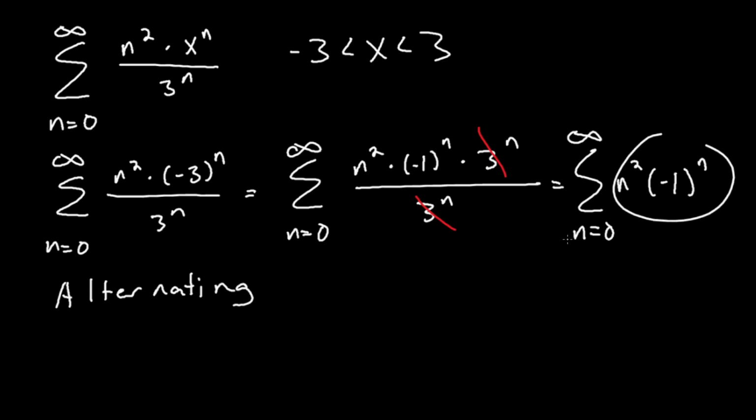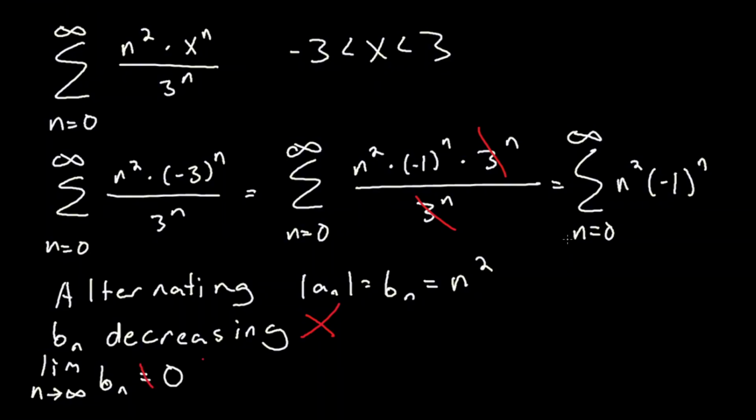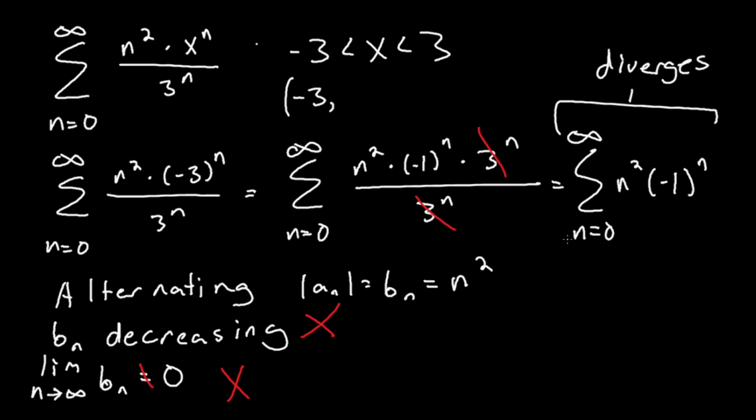Let's take the absolute value of this. The absolute value of a of n in this case is equal to b of n, which is just n squared once we remove the alternating part. Well, here's the thing, b of n is not decreasing. And the limit as n approaches infinity for b of n also does not equal 0. So the alternating series test fails. Therefore, this alternating series diverges. So we exclude the point -3 from our interval, and we use an open bracket here.